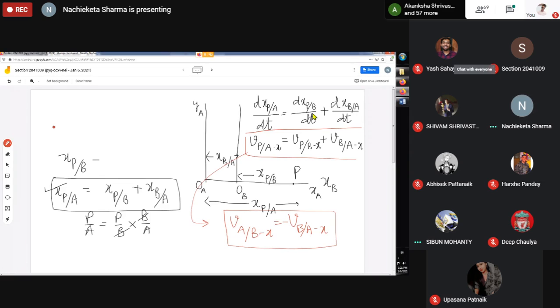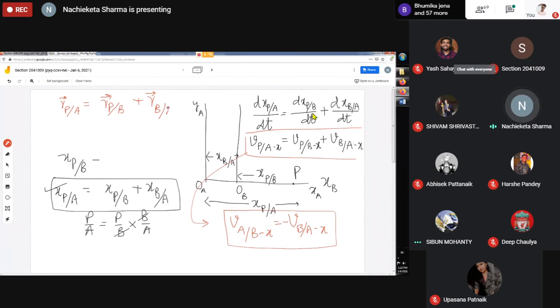Just as I am writing, first you have to write that the position vector r of P with respect to the frame of reference A is equal to the position vector of P with respect to B, plus the position vector of B with respect to A.